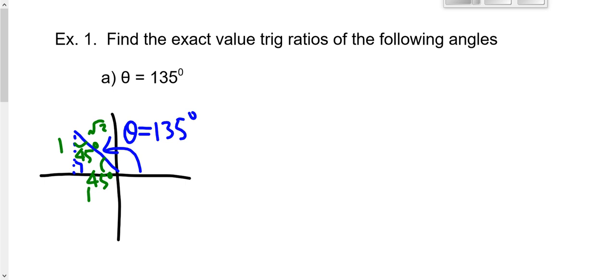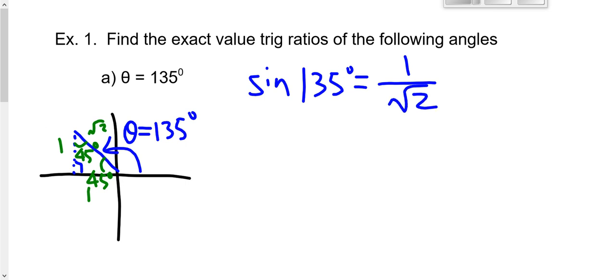It doesn't matter, you can start with sin, cos, or tan. So let's do sin. So instead of saying sine theta, we know what theta is, let's just plug in the actual value. So sine is opposite, which is 1, over hypotenuse, root 2. Bingo, done.